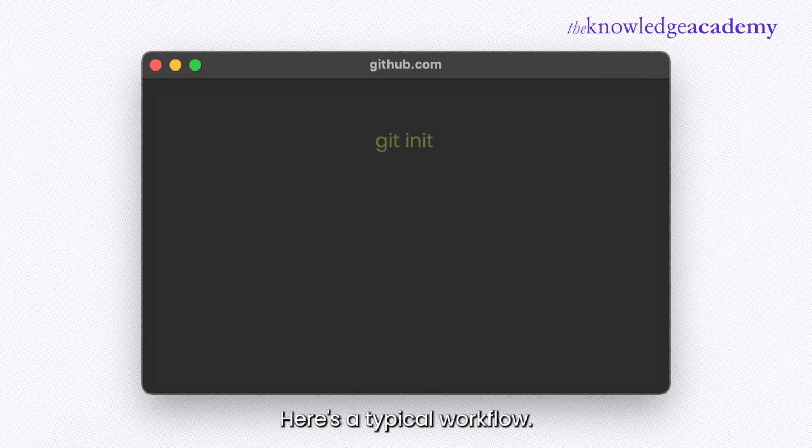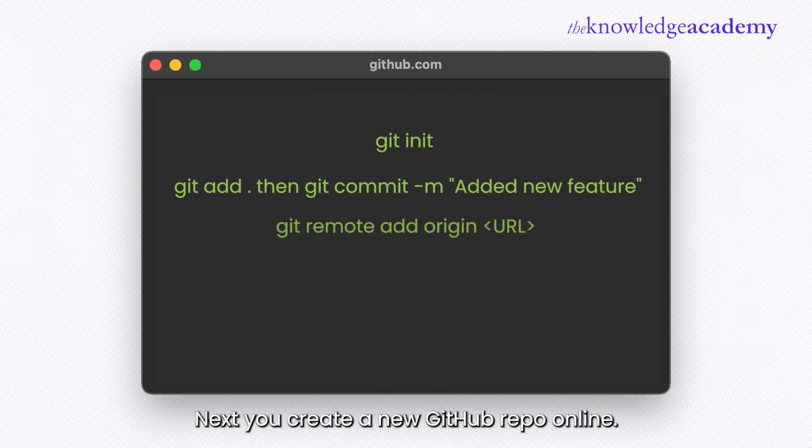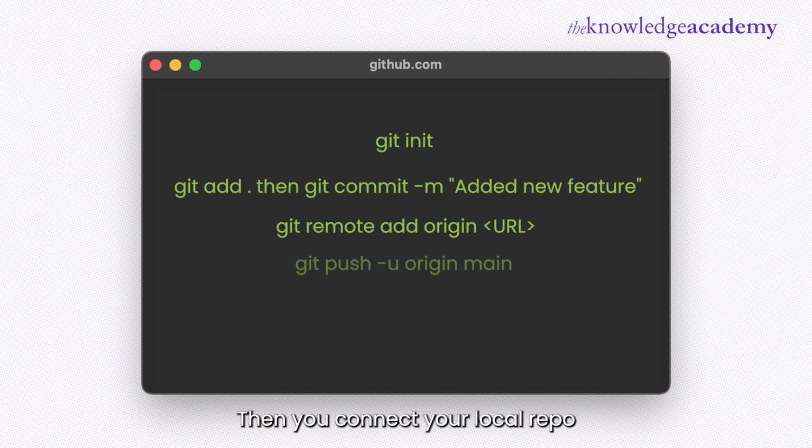Here's a typical workflow. You create a Git repo on your computer. Then you make changes and commit them. Next, you create a new GitHub repo online. Then you connect your local repo to GitHub. Next, you push your code to GitHub. Now your code is safe, versioned, and available to others.